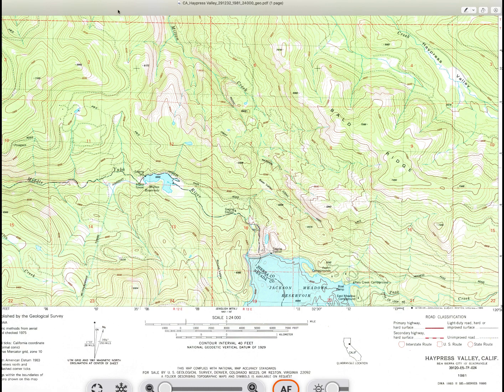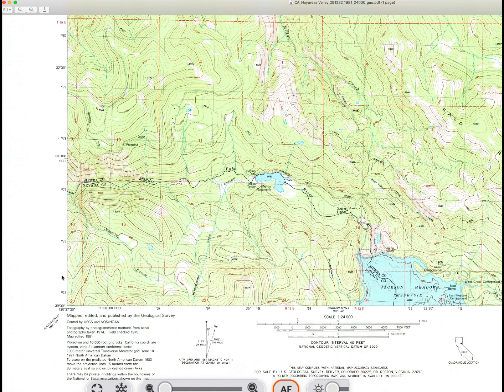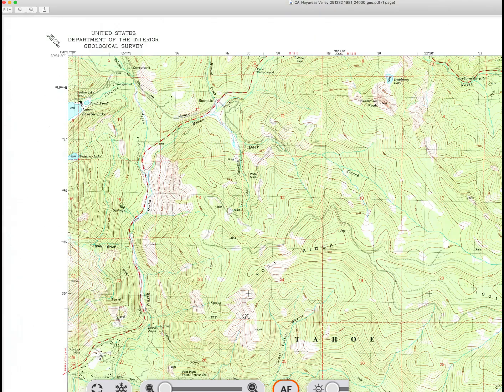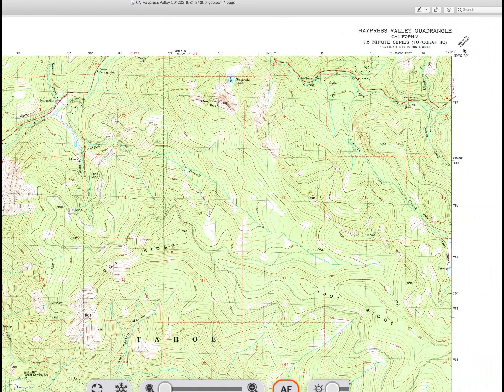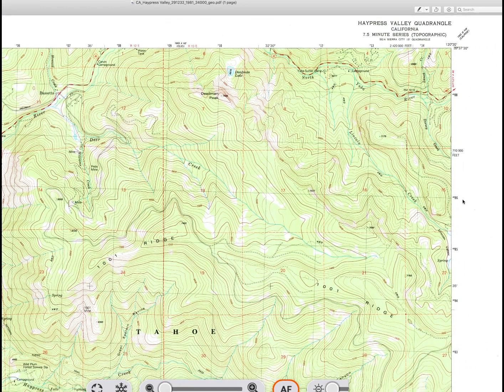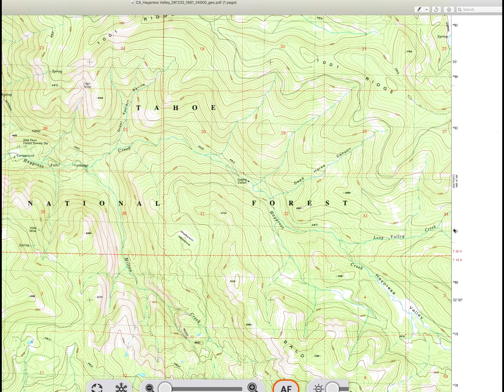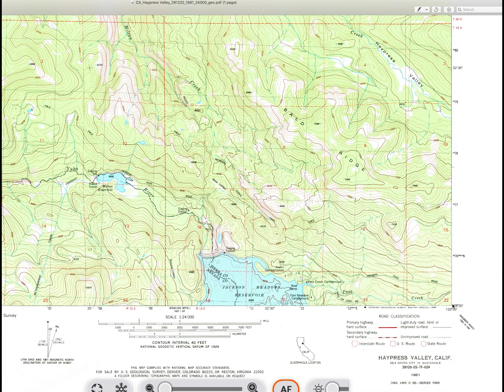Other things that topographic maps have, usually on the edges, they'll tell you the name of adjacent topographic maps. So the Graniteville is kind of to the southwest of this one. Just to the west is the Sierra City map. To the northwest is Gold Lake. To the north is the Clio Quadrangle. To the northeast is Calpine Quadrangle. To the east is the Satley Quadrangle. I've actually been out there. And to the southeast is the Weber Peak Quadrangle.